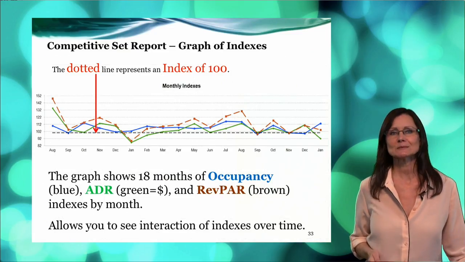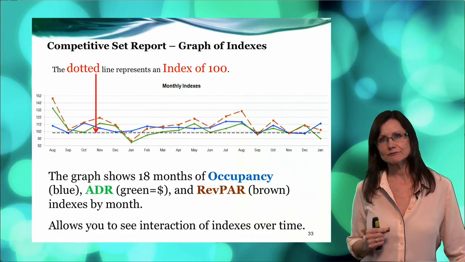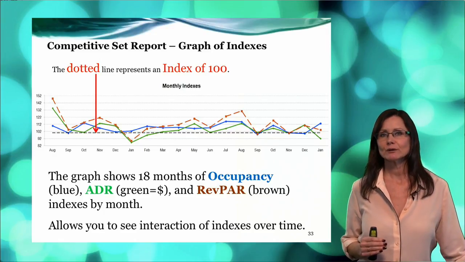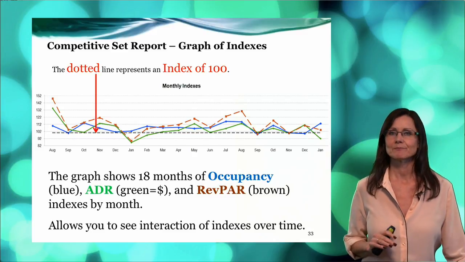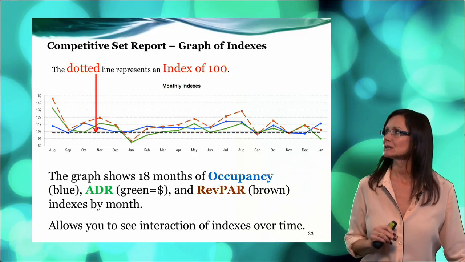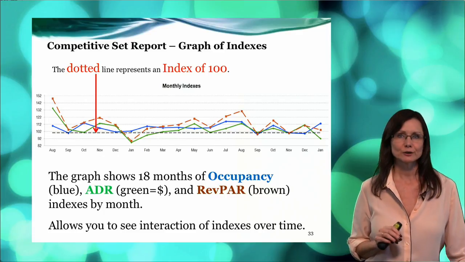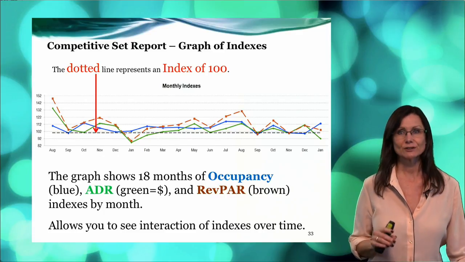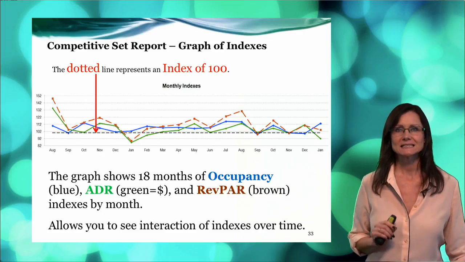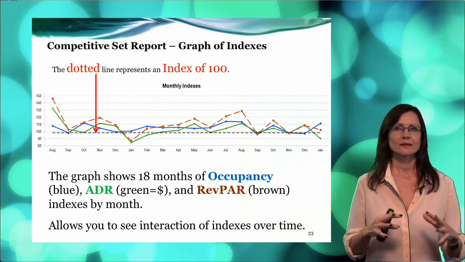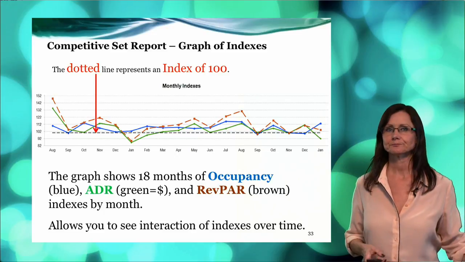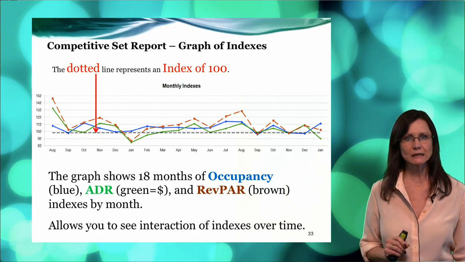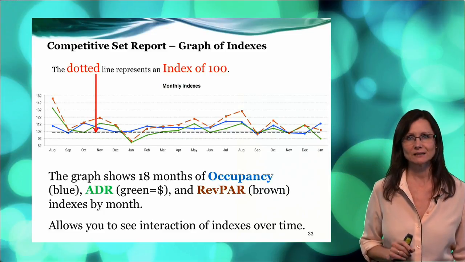All right, so that's the first one. Now this is a graph of indices. So it's going to show our performance over time based on the index. You can see the blue line is our occupancy index line. It's not our actual occupancy figure, it's the index figure. So if we had an index of 115, it would be up to 115 and so on. And ADR is the green line, RevPAR then is the brown line.